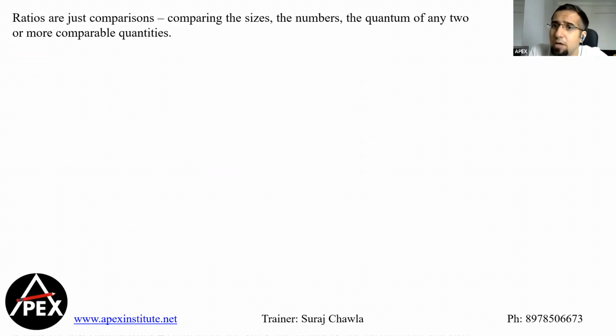Ratios are nothing but comparison. Now, when I compare, we all know that we can only compare like terms. I cannot compare my height with your weight, right? So I cannot say that I'm 177 centimeters tall and you are 70 kilos heavy. So I cannot say that I am heavier than you or I'm lighter than you. If I have to compare my weight, I'll compare my weight with your weight, right? Which means the quantum of two or more comparable quantities. When I say comparable quantities, all I mean by that is the units have to be same.